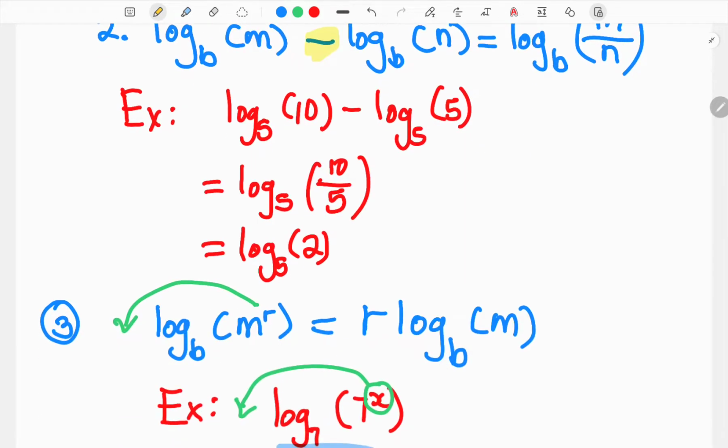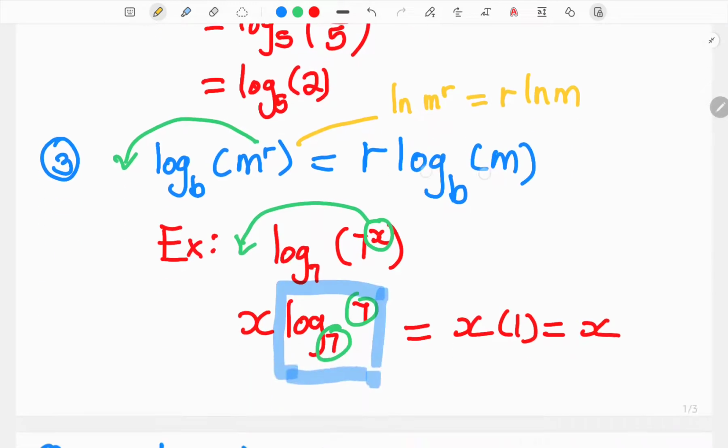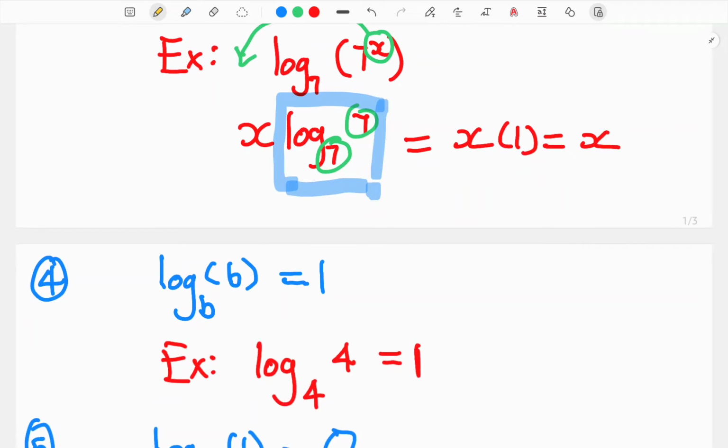The moment you understand this, it will help you solve problems. This law would become ln of m to the r, which becomes r ln of m. So these things relate to one another. You need to remember how they work and how to use them, that natural logs and common logs are relatable, and that the log laws do apply.